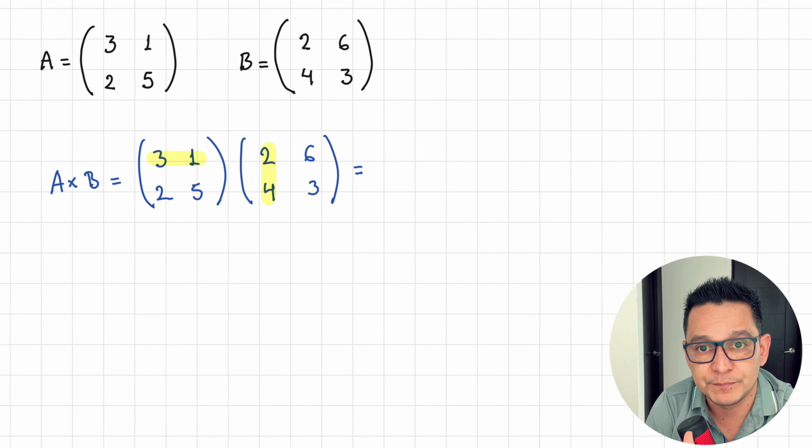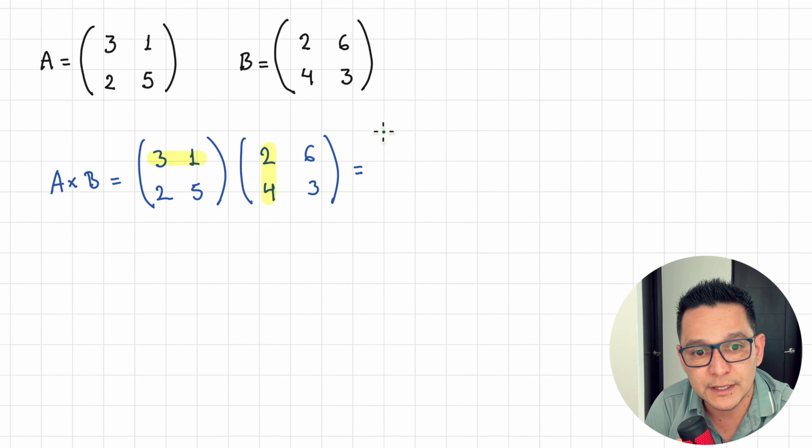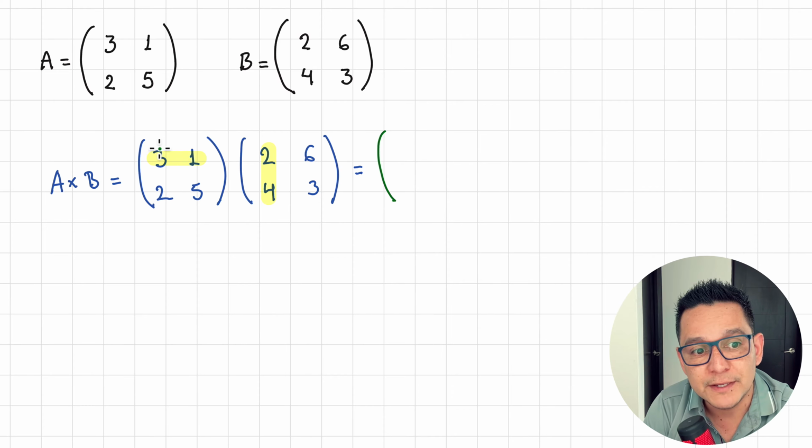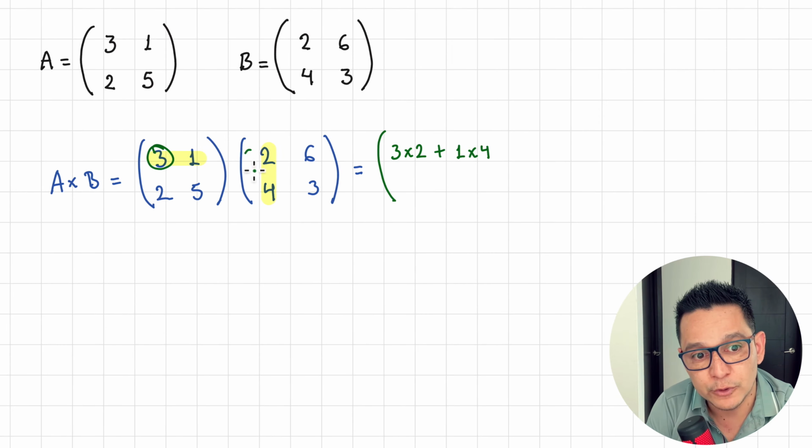This way, look, I'm going to put it here in green so you can see the process a little more clearly. I'm going to multiply 3 by 2, so I'll write it down for now so you don't forget. Then I'm going to add and multiply 1 by 4. You see, 3 times 2 and then plus 1 times 4.